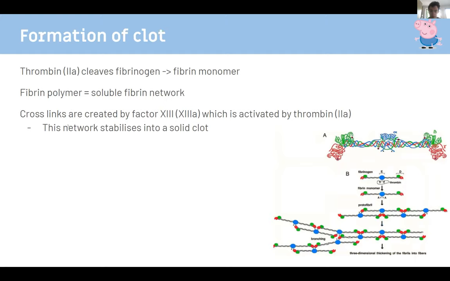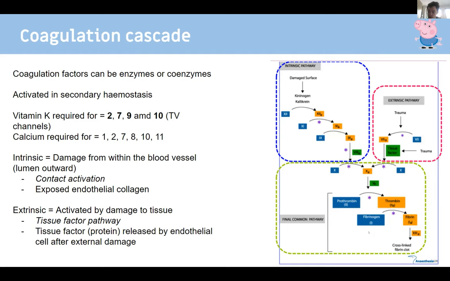Formation of a clot. This is pretty difficult. Thrombin, 2A. So you have prothrombin becoming thrombin. Pro is beautiful because you know it needs to be activated. Thrombin then acts on fibrinogen to form fibrin. Fibrin is what makes the clot a clot.